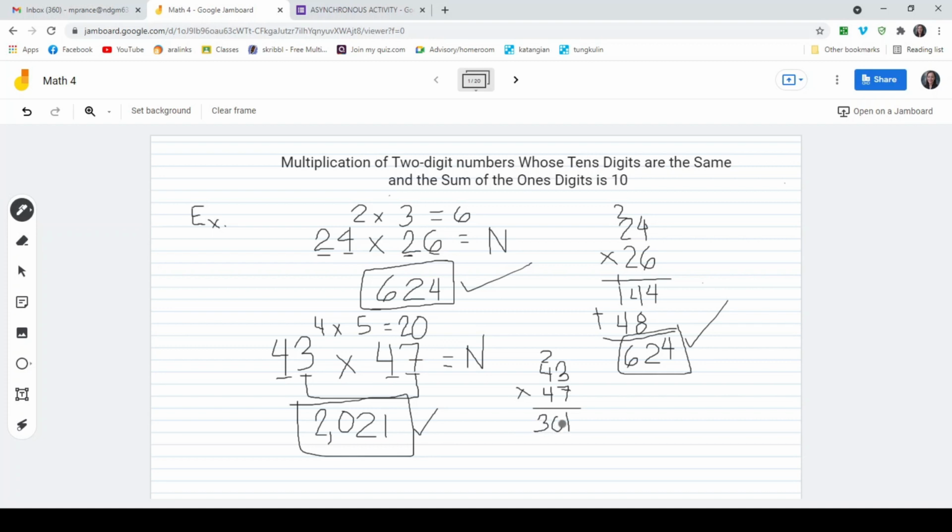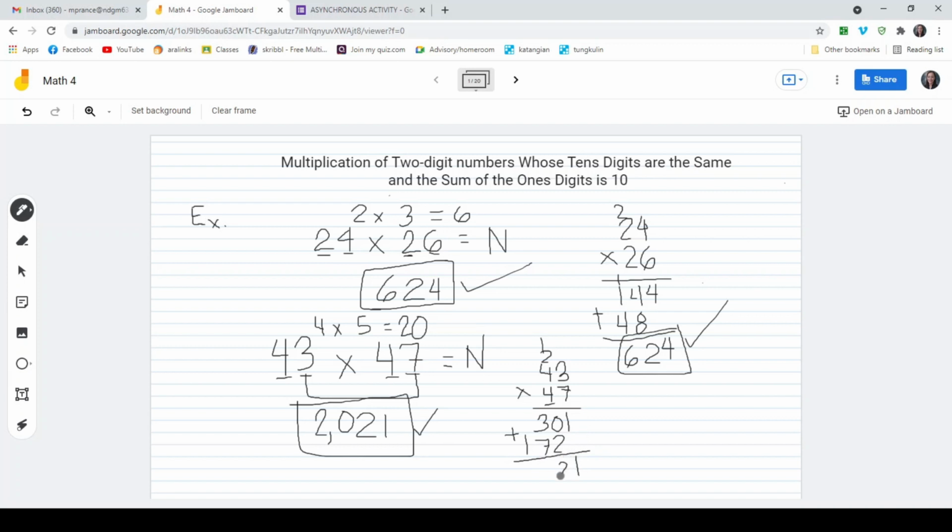Then after multiplying the ones digit to all the multiplicand, we multiply now the tens. 4 times 3 is 12. Write it at the tens place. Then regroup. 4 times 4, 16 plus 1 is 17. Then we put 17 below. Then we add the partial products. Let's find the sum. Bring down 1.